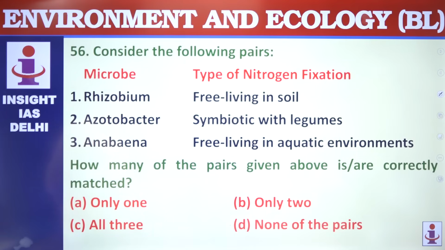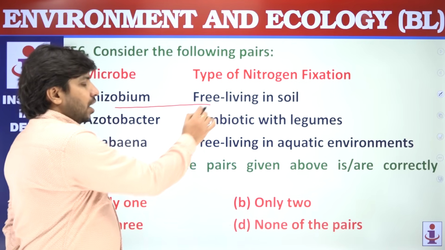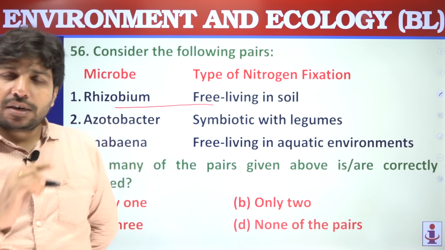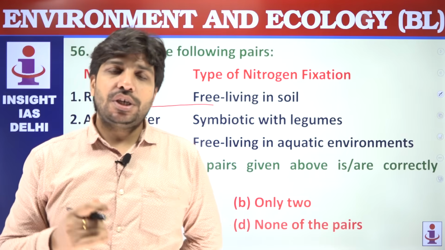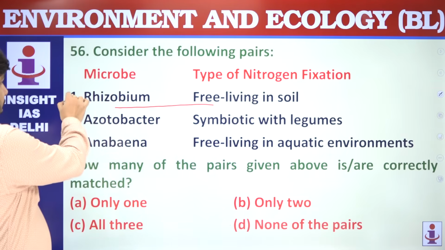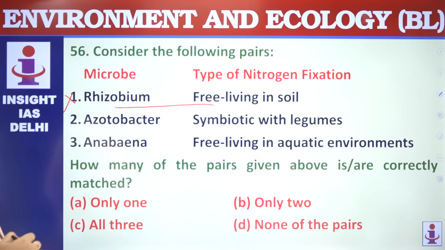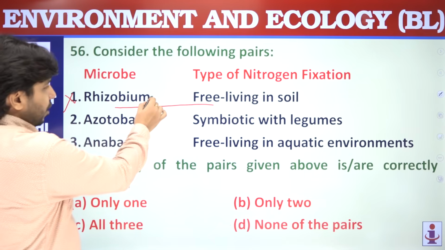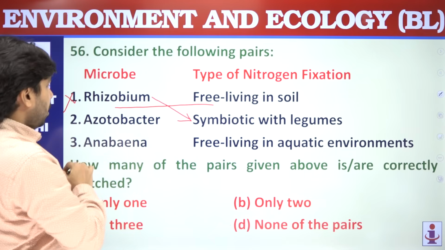Microbe and type of nitrogen fixation. Rhizobium is free living? No, Rhizobium is not free living. Rhizobium has a symbiotic association with root nodules. So this is not correctly matched. Azotobacter, symbiotic with legumes? This is actually related to Rhizobium.